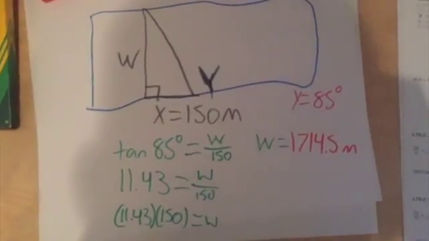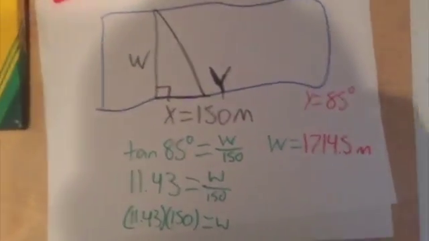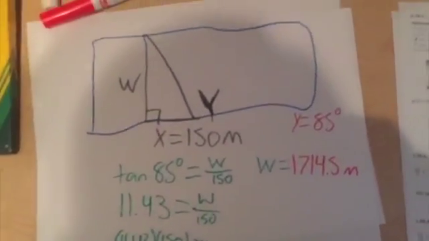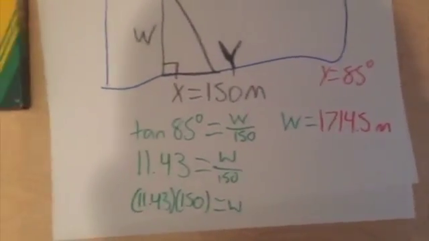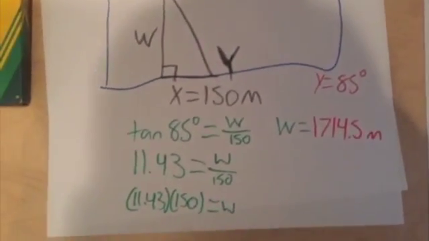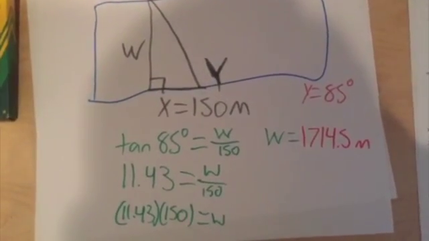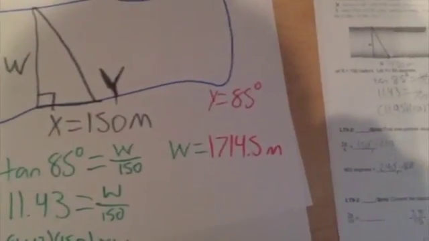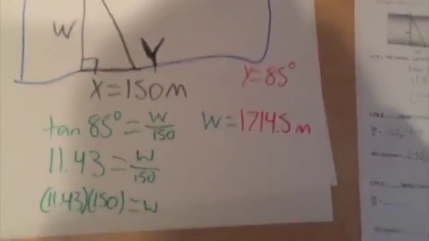In this problem, we were using a triangle to measure the width of a river. So what we did was we used tangent, and we took 85 because that's the value for y. And we took tangent of 85 and got 11.43. And we multiplied that by 150, and we got 1,714.5 meters. That being the final answer.